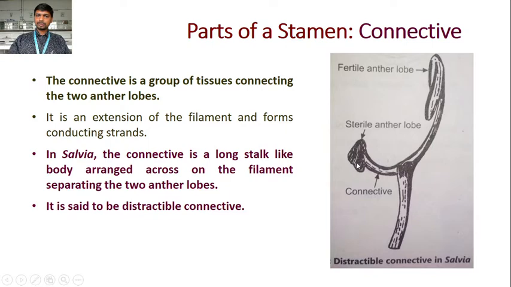Okay, so the connective is a group of tissue connecting the two anther lobes, but in Salvia the connective is a long stalk-like body arranged across the filament separating the two anther lobes. Such type of connective is a distractile connective found in Salvia.